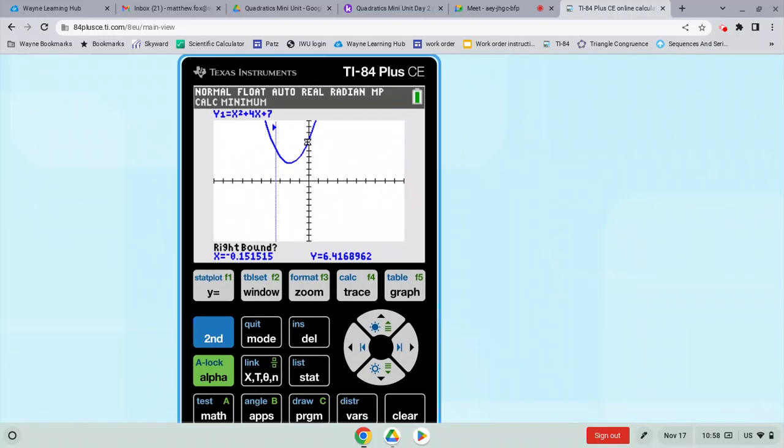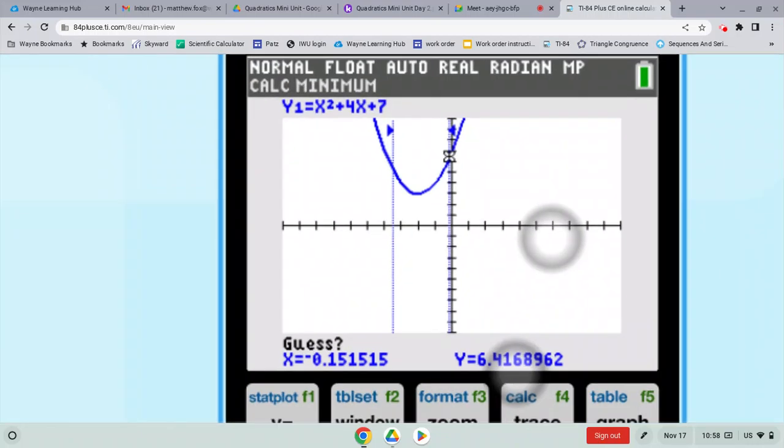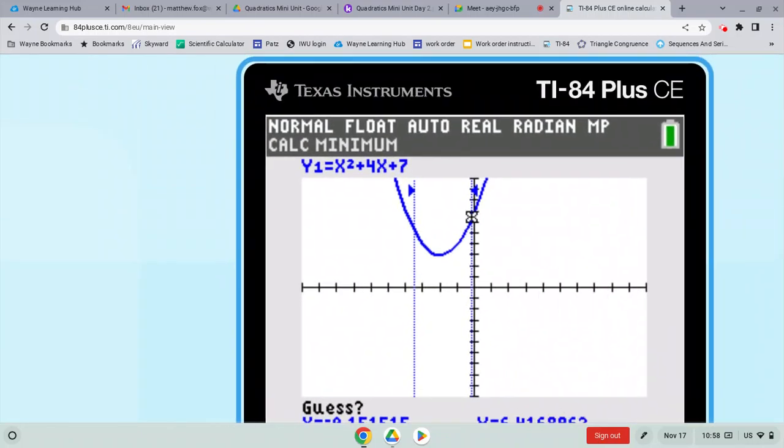Okay. We hit enter. Okay, now it says guess. Now, what does guess mean? Guess wants you just to put something in between. So guess somewhere by the vertex. You might not be exactly right. That's okay. It doesn't really matter as long as you are between. Now, your guess cannot be like, if I go over here and guess, that's unrealistic, right? Have it between your left and right bound.